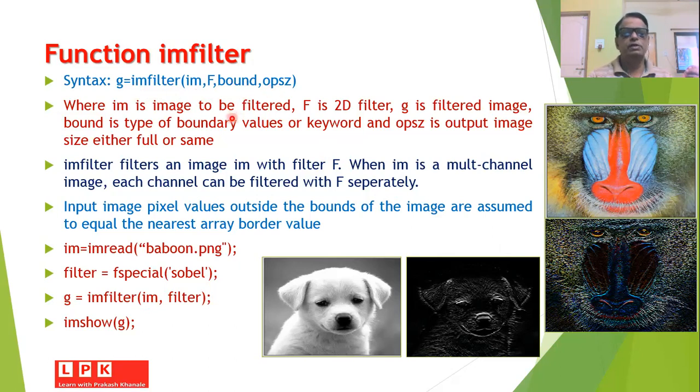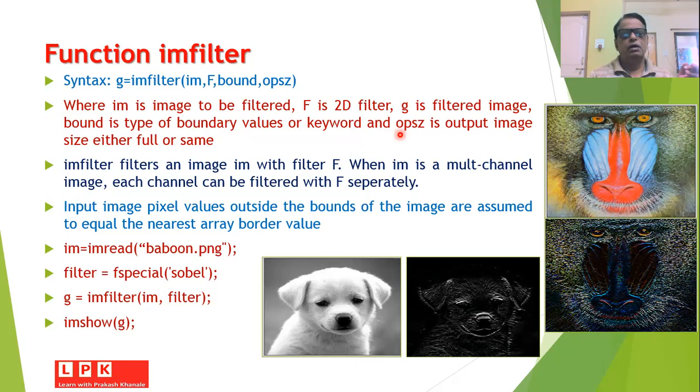So IM is the image that is to be filtered. F is a 2D filter. G is the filtered image, that is the output image. Bound is the type of the boundary values or keywords. And output size is the size of the output image that can be either full or the same size.